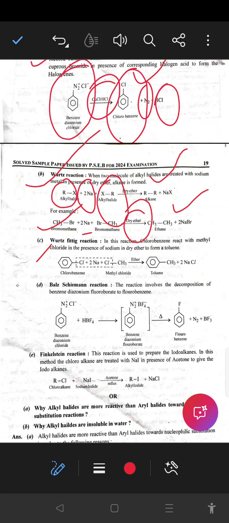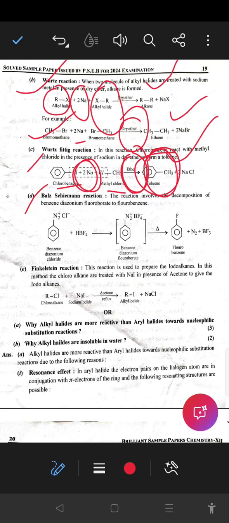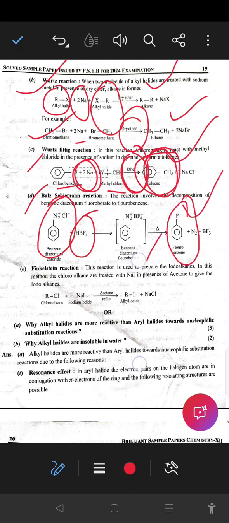In the Wurtz-Fittig reaction, when an alkyl halide and an aryl halide are treated with sodium metal in dry ether, an alkylarene is formed as the product. For example, chlorobenzene treated with methyl chloride in the presence of sodium metal and dry ether forms toluene as the major product. Next is the Balz-Schiemann reaction: when benzene diazonium chloride is treated with fluoroboric acid, benzene diazonium fluoroborate forms, and after heating, fluorobenzene is the product.